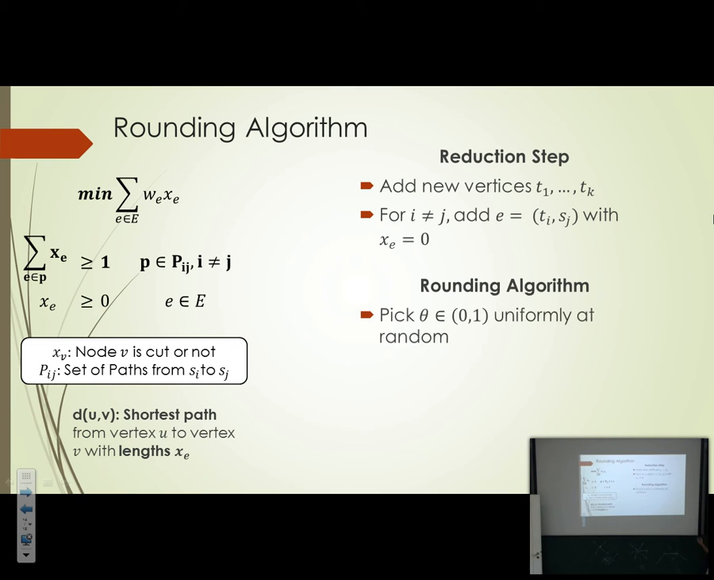The rounding algorithm is fairly simple. We pick a number theta from 0 to 1 uniformly at random. We consider the theta radius ball around Ti. So we look at all the vertices u in V such that the distance from Ti to u is at most theta.